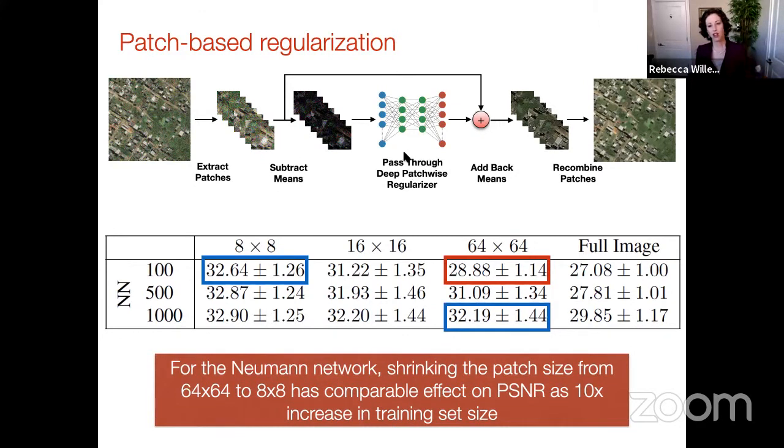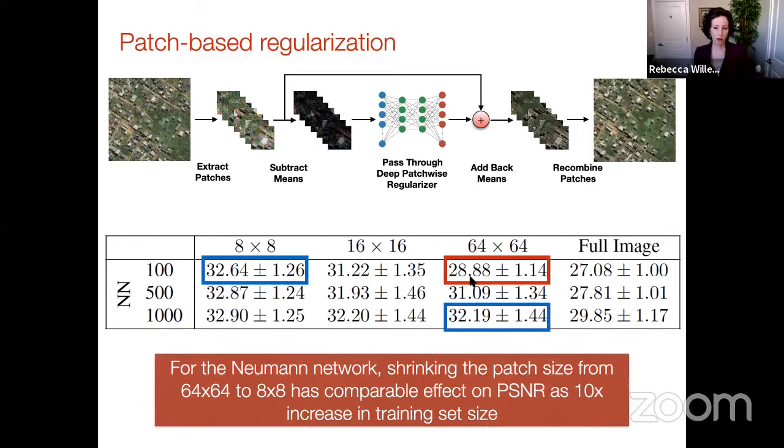So what this means is that the learning now requires us to learn the structure of these patches, which of course lie in a much lower dimensional space, and we've got many more examples of patches, which suggests that we might be able to learn it much better. We can see this in practice, where we looked at a Neumann network with either 100 or 500 or 1,000 training images. I'll just highlight a few different data points here, where we're looking at peak SNRs. If I were to try to learn the geometry of 64 by 64 patches using 100 images, then my PSNR is about 29.